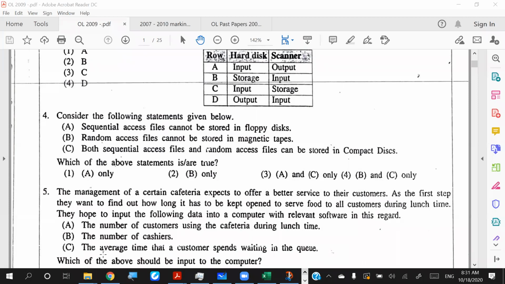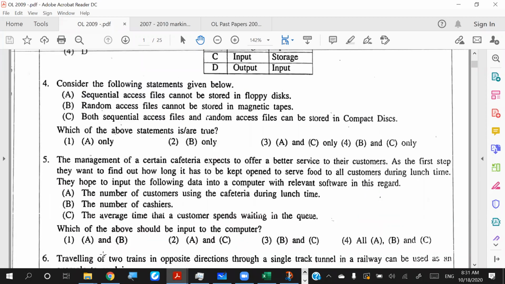So yeah, now get to know about that, Himanadi. So it will get clear, right? Okay, so the fifth one, the management of a certain cafeteria expects to offer a better service to their customers.